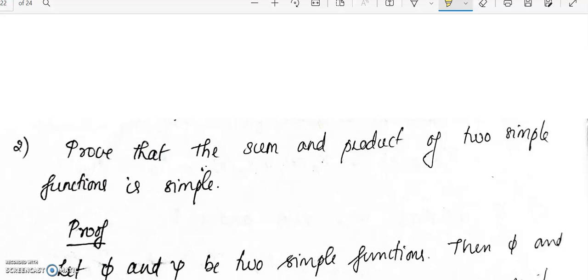For a function to be simple, the function must be measurable. The function must assume only a finite number of values. So we will take two simple functions phi and psi, and show that phi plus psi and phi into psi are again simple.